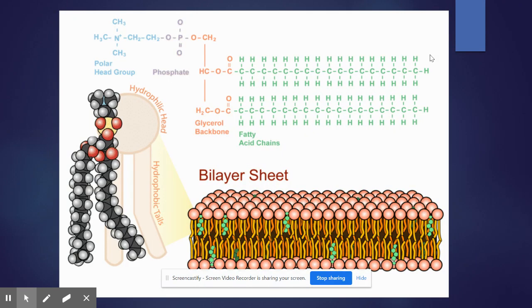So here we have a picture. On the left is a phospholipid. The hydrophilic head is that phosphate group, and then it's got two hydrophobic tails, and the bilayer sheet is what you see there on the bottom right. When exposed to water, so the water is above and below the membrane with the phosphate heads in that water, and then the tails forming a hydrophobic, or like an oily, kind of center.